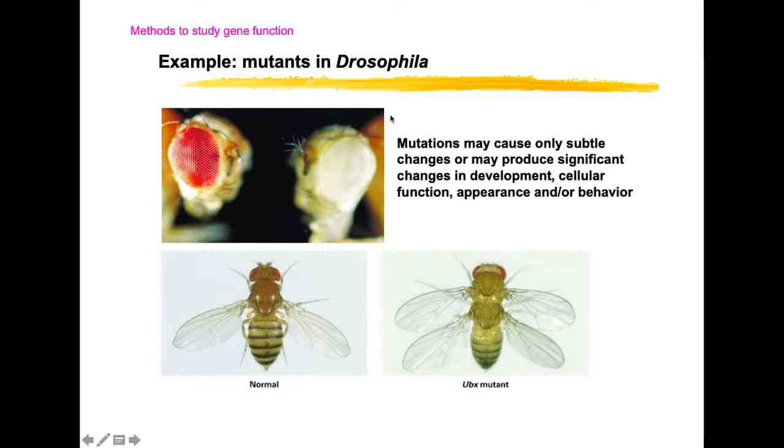Some examples in Drosophila: here we can see red eye and white eye, and four wings. And that's all because of mutations in their genes. So these are various examples of how mutations can result in different genotypes and phenotypes.